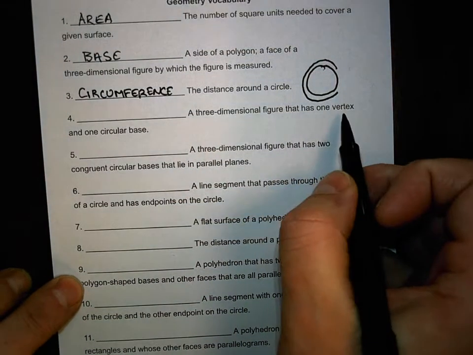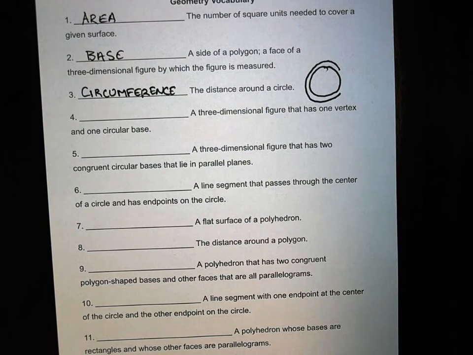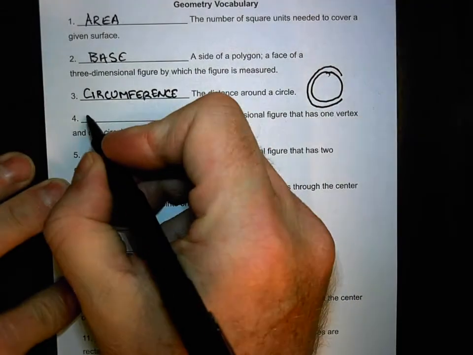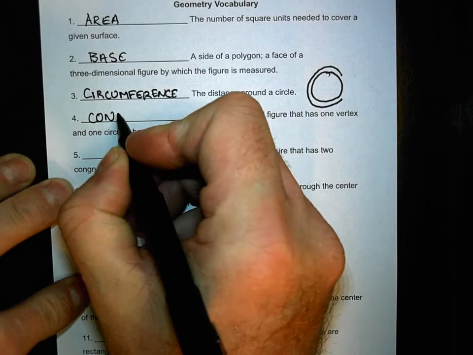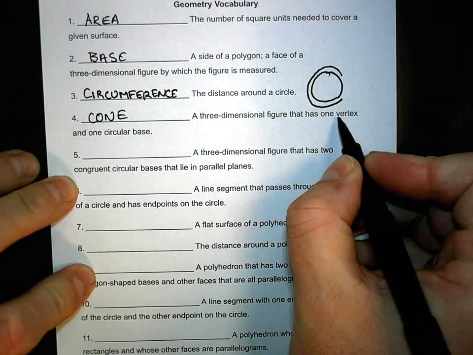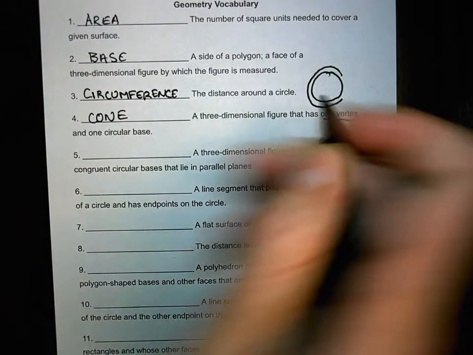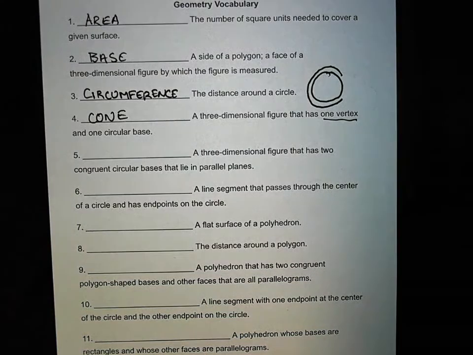So a 3-dimensional figure that has one vertex and one circular base. Somebody hold up a figure that has one vertex, meaning a point, and a circular base. What's it called? A cone. Only a cone has one vertex, which means it comes to one point, and a circular base. A pyramid has a vertex, but the base is either a triangle or a square, or it can get just crazy.